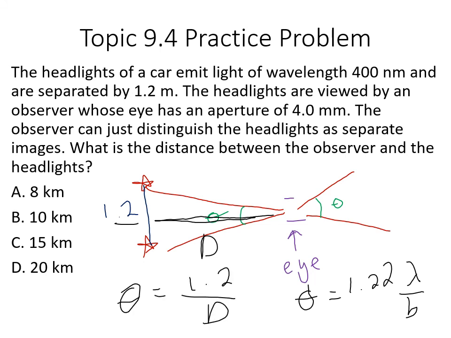I'm going to ignore the fact that this is actually the double angle. Both of these thetas really are the double angle, so the 2's would cancel anyway. So 1.2 over D equals 1.22 lambda over b. You won't get a calculator, so you will approximate 1.22 as approximately equal to 1.2, so that will cancel, and then you should be able to solve for your unknown D.